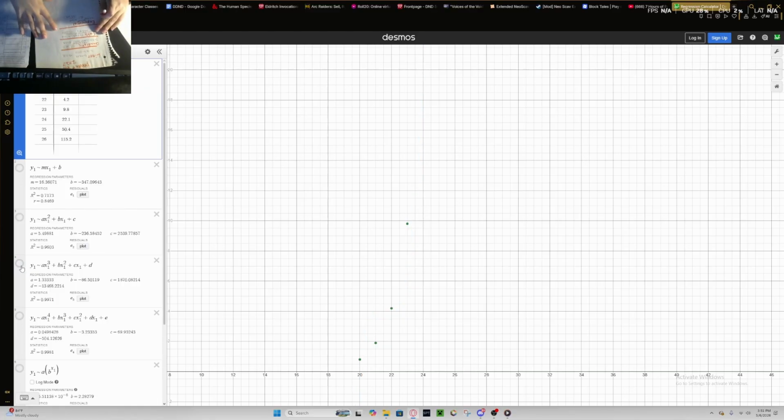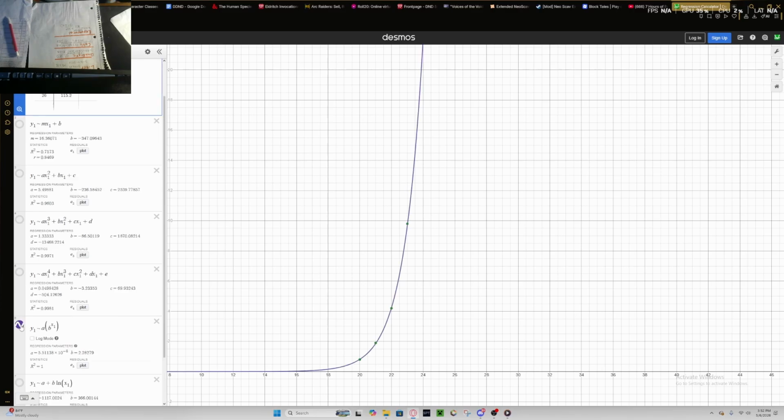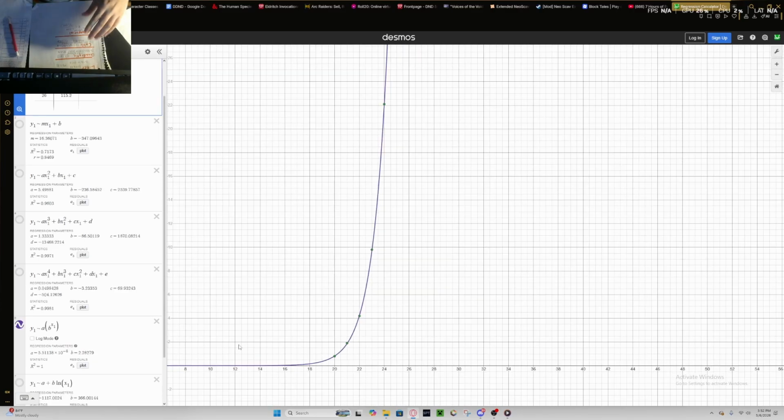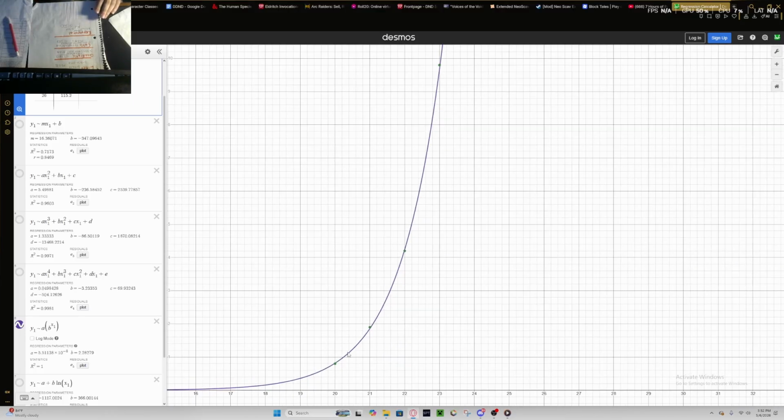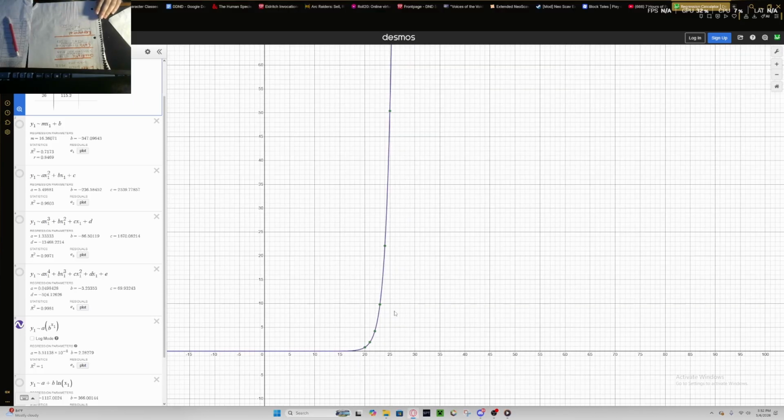Look here, exponential is our next one. f(x) equals a·b^x, and we plug in those numbers. There we go. What we have here, R equals 1. So that means this is the best fitting graph that we have. As you can see, it perfectly lines up with the dots on our graph.